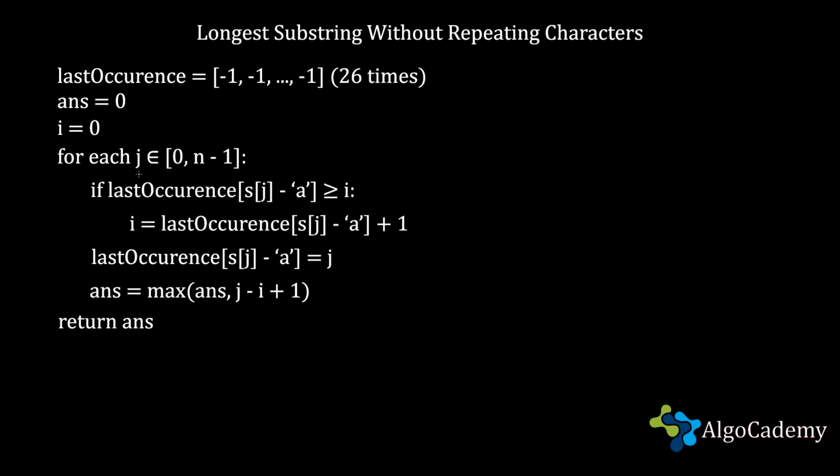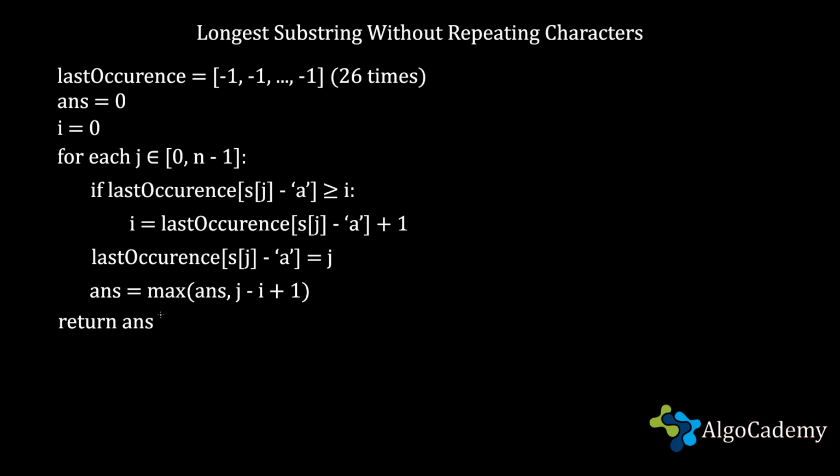And whenever I want to add to my valid substring the new character s of j, I first check if the last occurrence of that character is greater than or equal to I, so this character actually occurs in my current substring, which is I to j-1 so far, right? I just have to ignore it and all of its characters on its left. So I becomes last occurrence of s[j] minus a, plus 1. And then after this, I set the last occurrence of the character to be equal to j because I'm going to need it in the future. I update the answer, and in the end, I just return the answer.